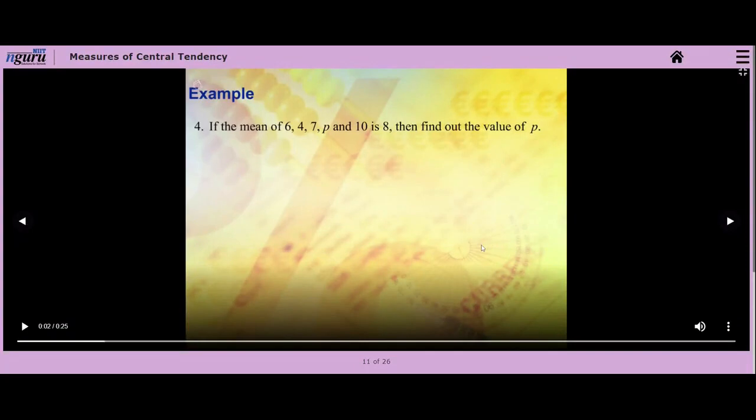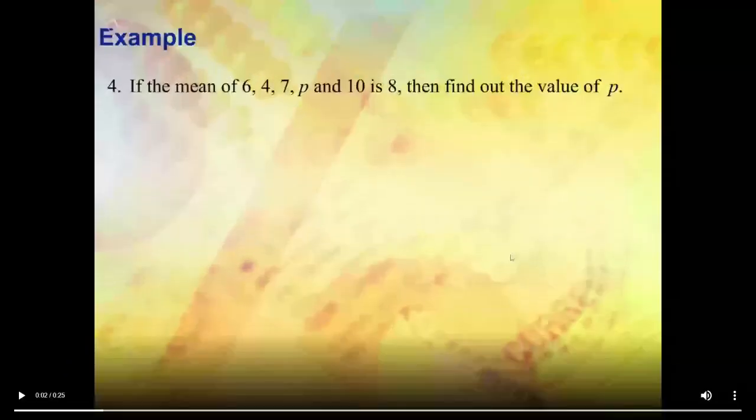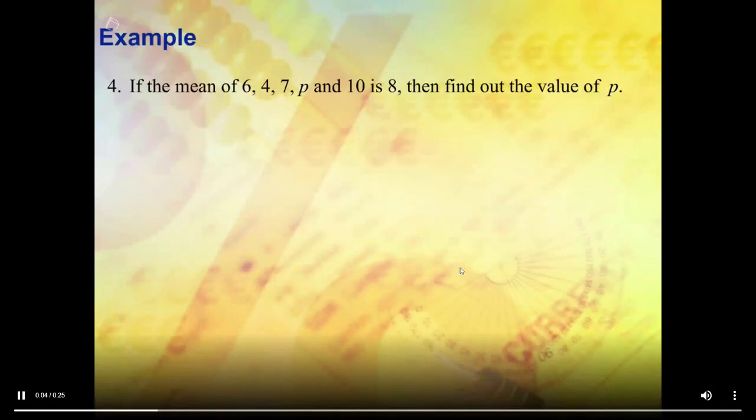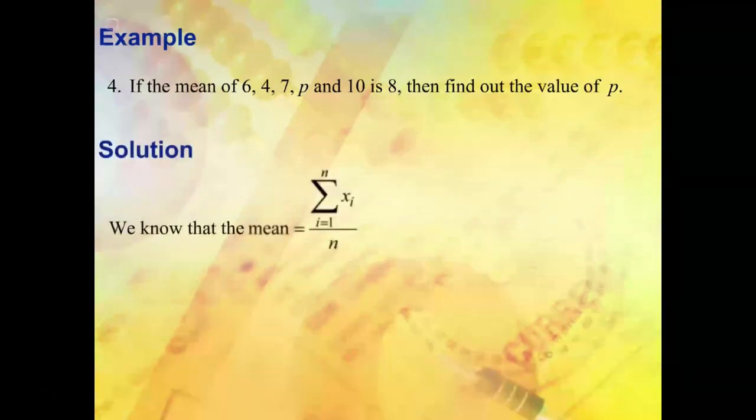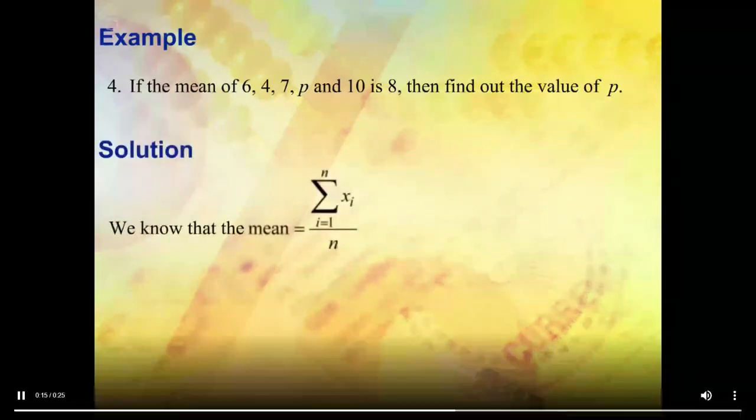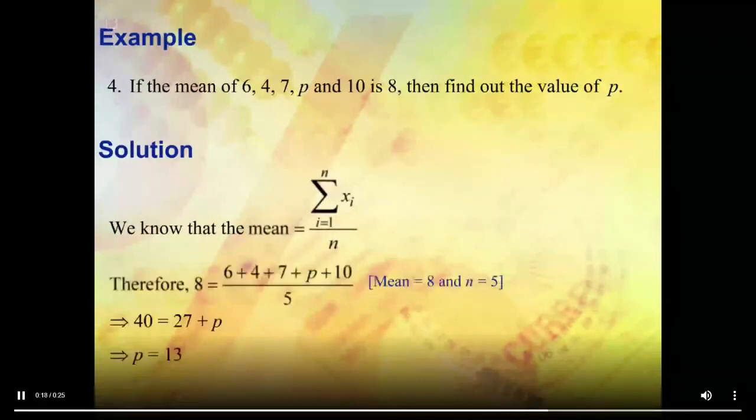If the mean of 6, 4, 7, p and 10 is 8, then find out the value of p. We know that the mean is sigma xi upon n, i from 1 to n. On substituting the given values in the formula for mean, we get the value of p as 13.